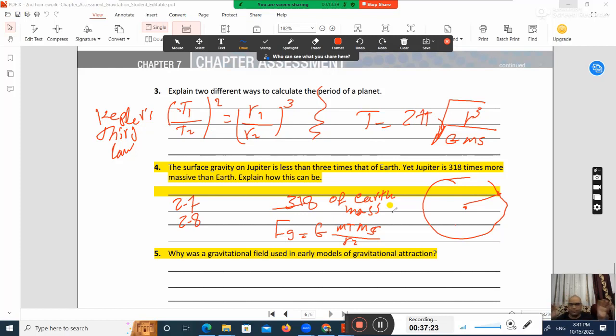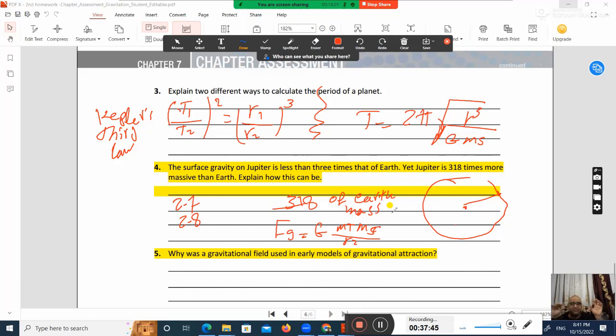The mass is directly proportional to the force of gravity, to the same power. So if it increases by 1, the force of gravity is going to increase by 1. If the mass increases by 10, the force of gravity is also going to increase by 10. So it's related in the same ratio.